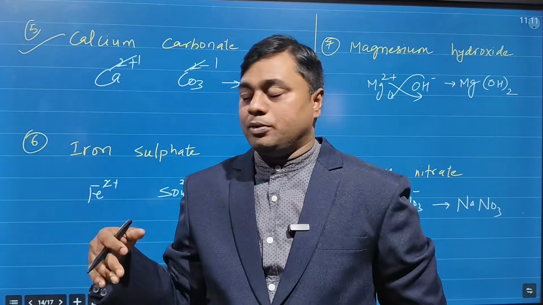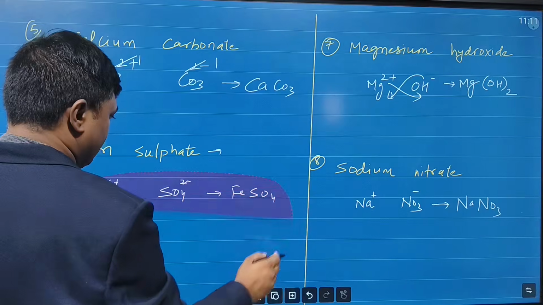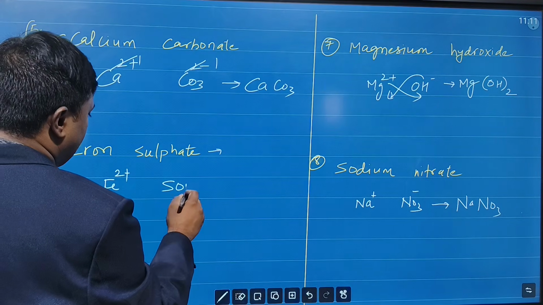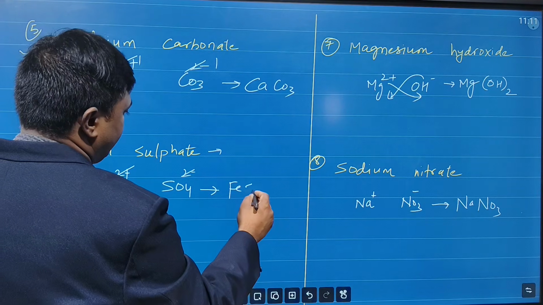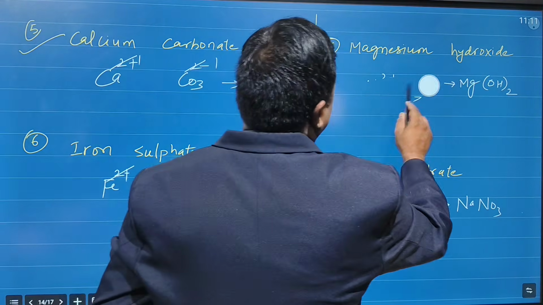Next, iron sulfate. Let's talk about the iron sulfate. Iron is what? Fe2+, sulfate SO4 2-. Again 2 plus 2 minus 2 get cancelled. So we are getting FeSO4. Is it clear? Next, we talk about the magnesium hydroxide.